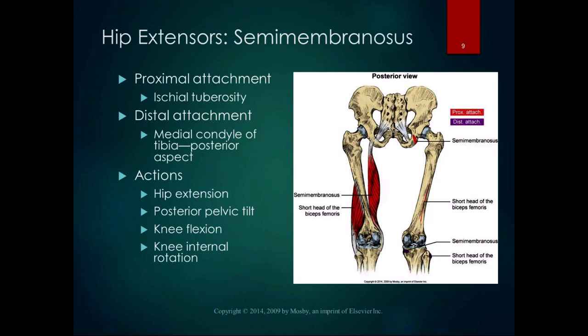So the hamstrings, you can think they have common actions. Whether they do internal or external rotation at the knee depends on whether they're medial or lateral. But they all do hip extension, posterior pelvic tilt, and knee flexion. And they all get the tibial portion of the sciatic nerve.